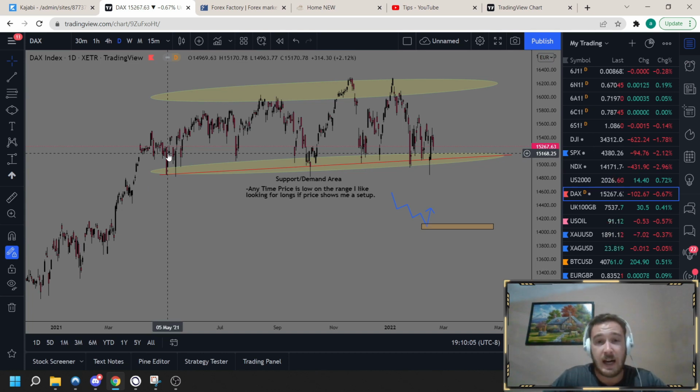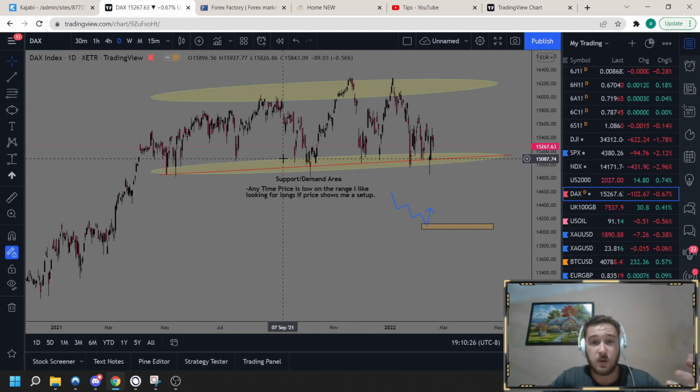So if we look here at the DAX, we can clearly see that buyers have generally stepped in where this bottom oval is, right? So I've drawn a bottom oval here and a top one up here. This is letting me know that this is generally where the sellers are coming in, and this is letting me know where the general buyers are coming in. And clearly it's been working out 1, 2, 3, 4, 5, 6, like 6, 7 times.